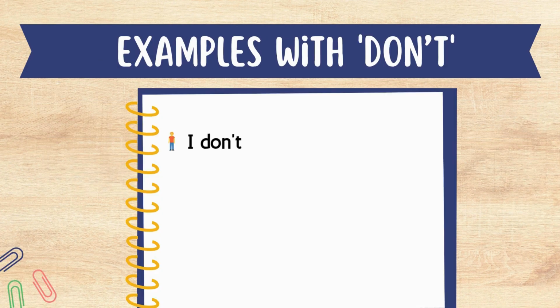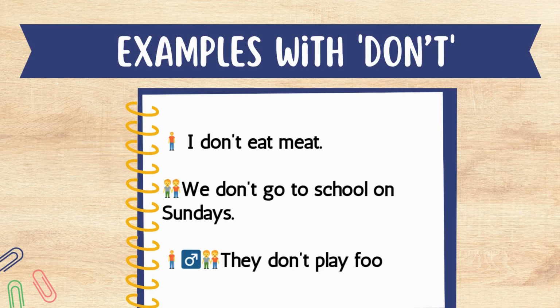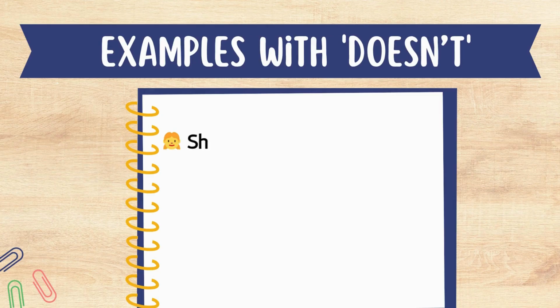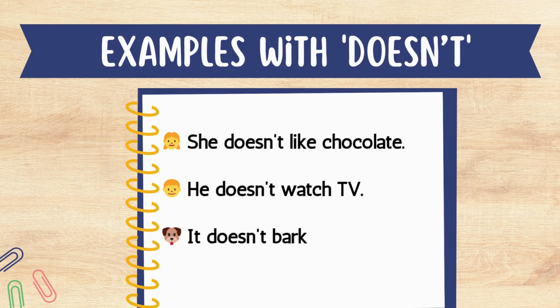So let's take a look at examples with don't. I don't eat meat. We don't go to school on Sundays. They don't play football. Now let's use doesn't. She doesn't like chocolate. He doesn't watch TV. It doesn't bark at night.